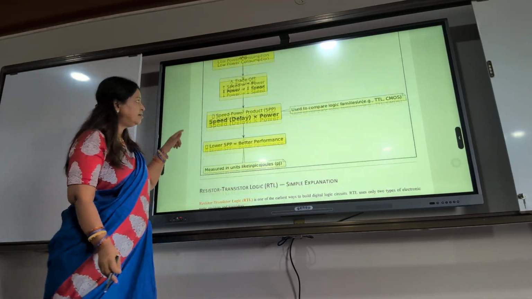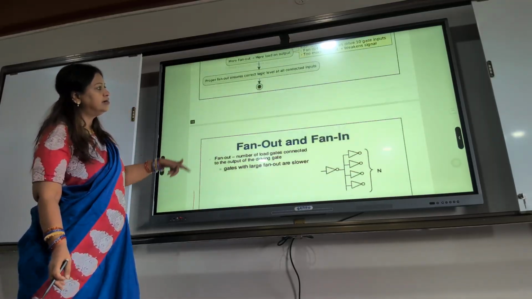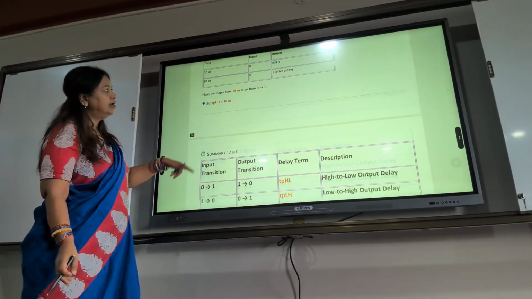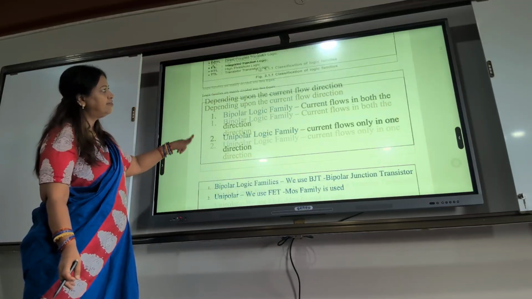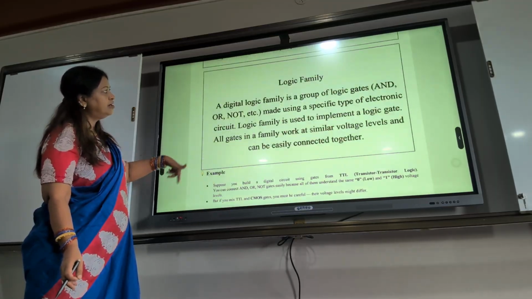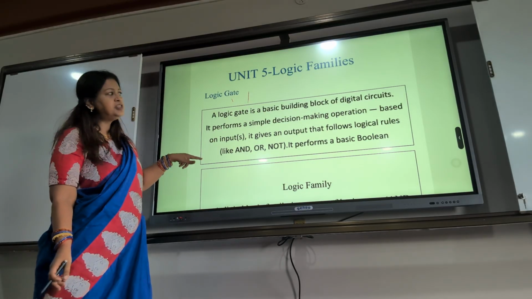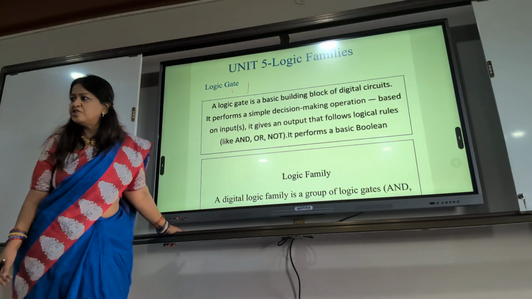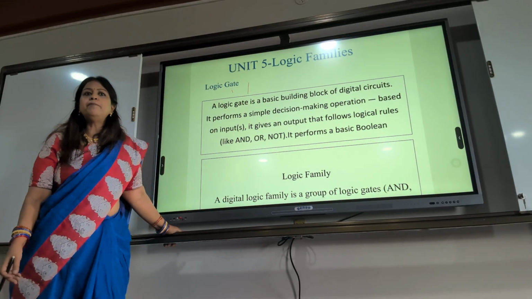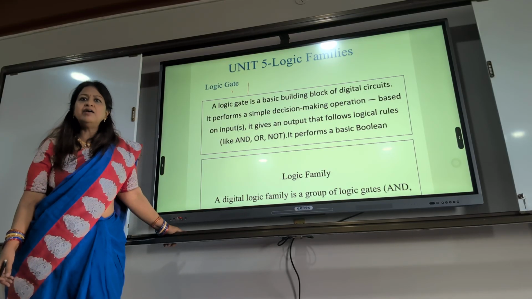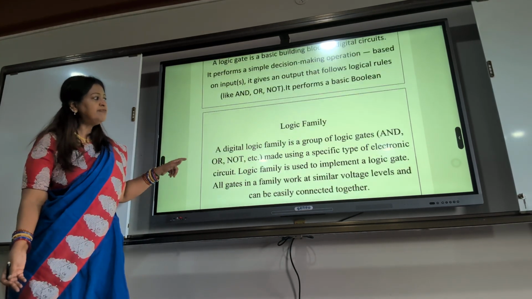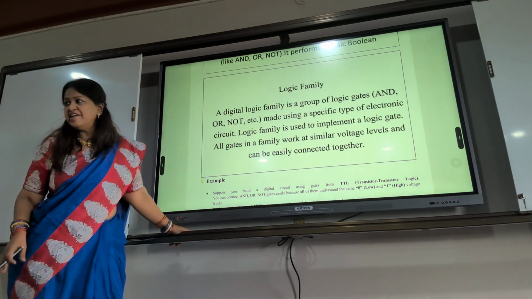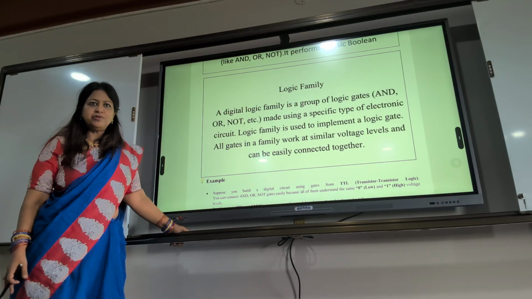Now we have completed, and once again I will revise this logic families. We started with logic families. So before that we saw what is a logic gate. Logic gate is the basic building block of any digital circuit. It performs the Boolean functions like AND, OR, NOT, exclusive OR, exclusive NOR. All these operations are done by the logic gate. Logic family uses the logic gates to build the digital circuit.